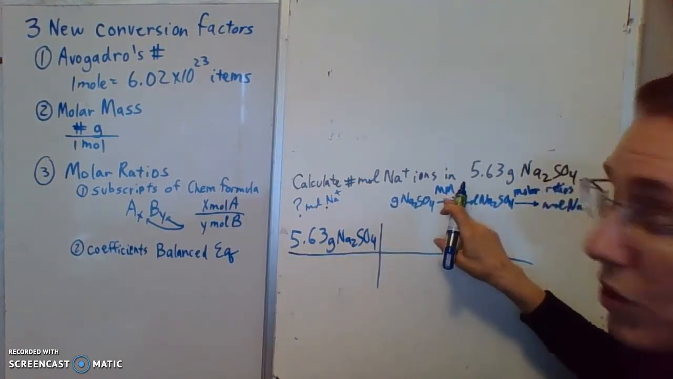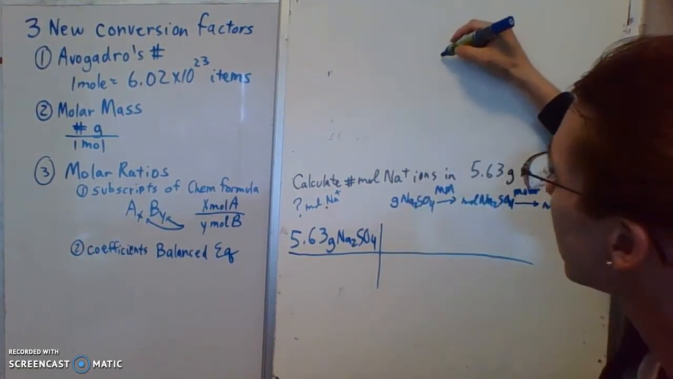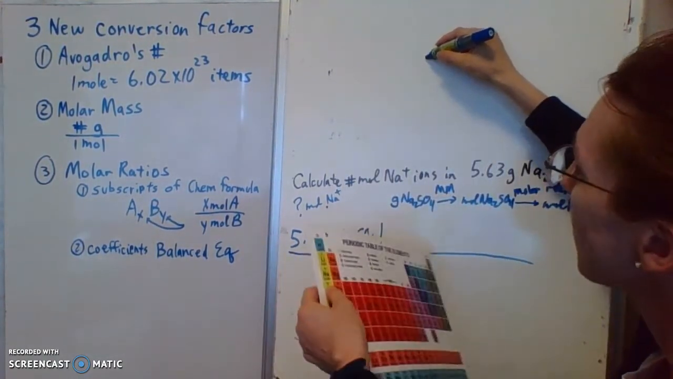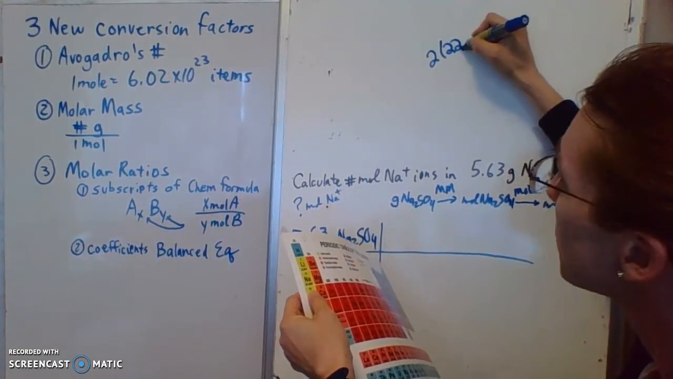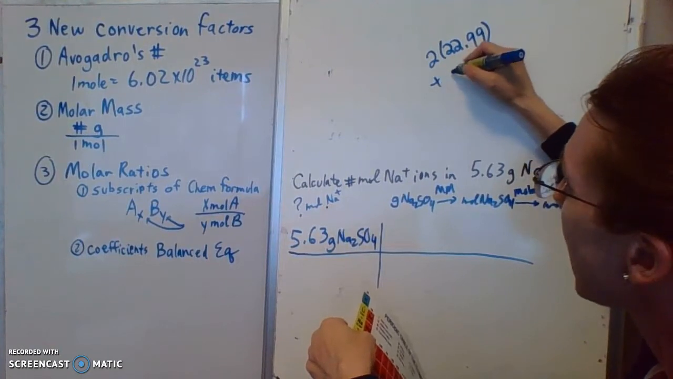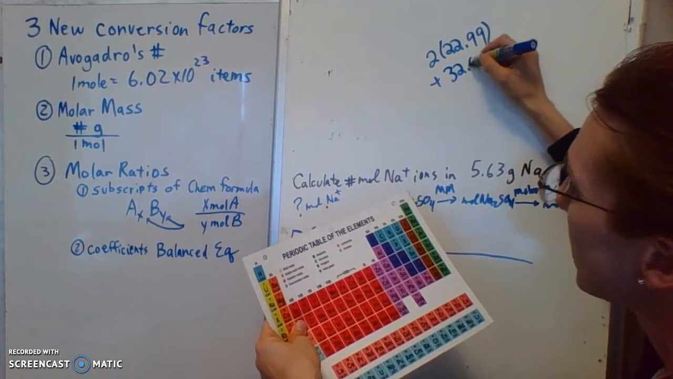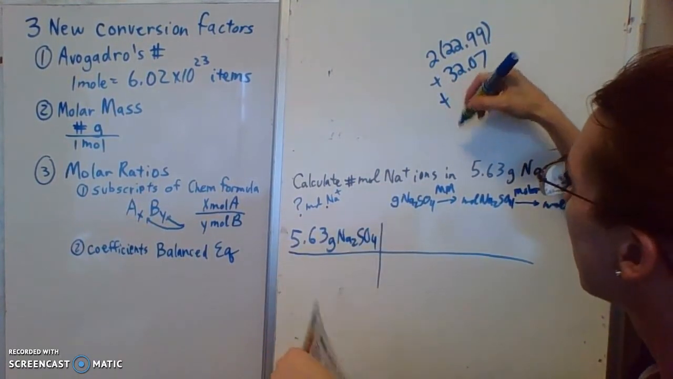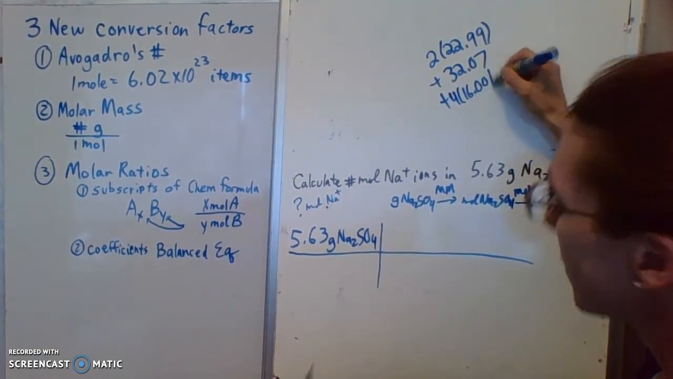We said we're going to need the molar mass of the sodium sulfate, so let's go ahead and do that over here. We've got our periodic table, and we're going to need 2 of the sodiums. So we're going to take 2 times 22.99, and then we're going to have to add a sulfur. Come over and look at our sulfur. It's 32.07. And then we're going to add 4 of our oxygens, 4 times 16.00.